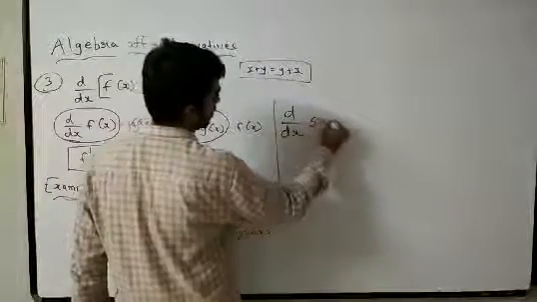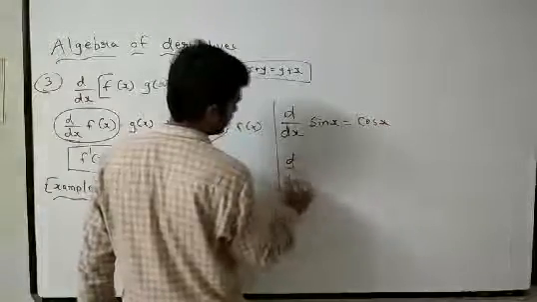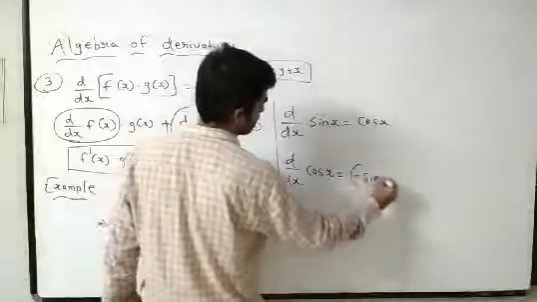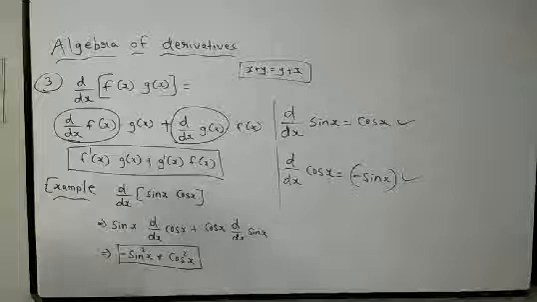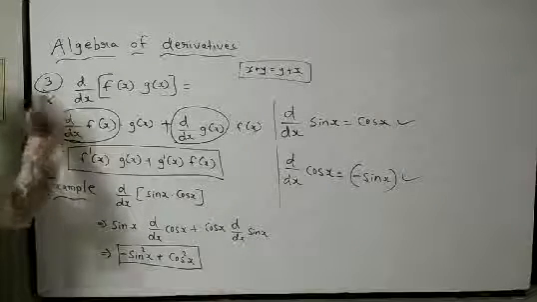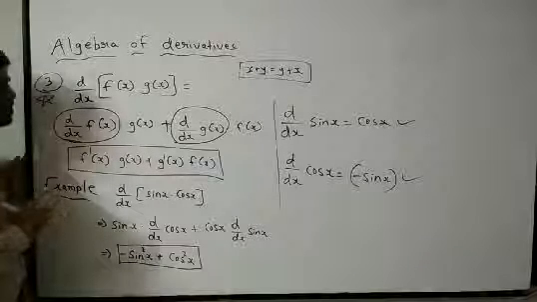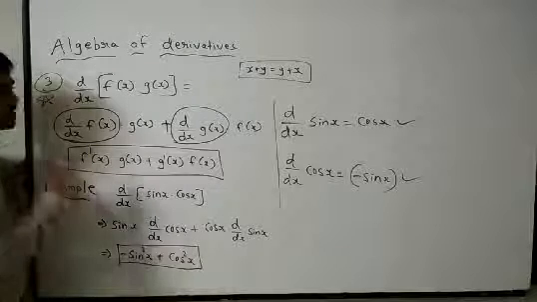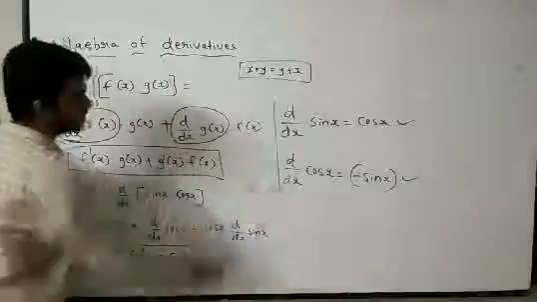sin x is cos x, and derivative of cos x is minus sin x. So this is very much important. We have already studied this in standard 11, whenever we were studying limits, but this is just for revision. I hope that everyone understood this.